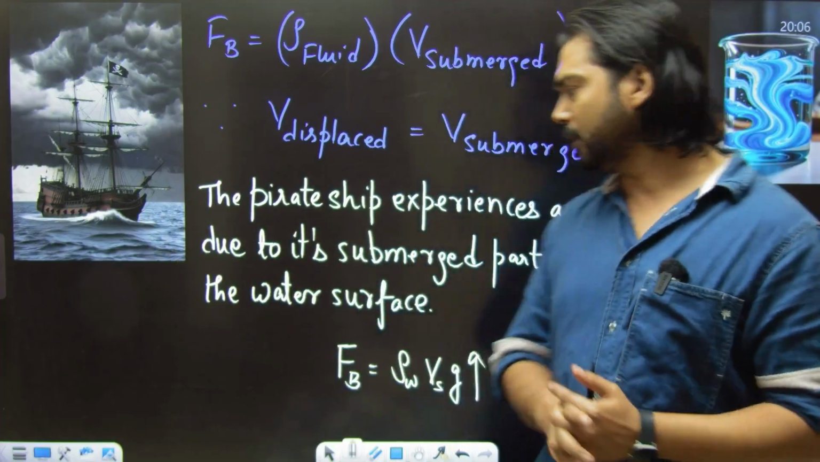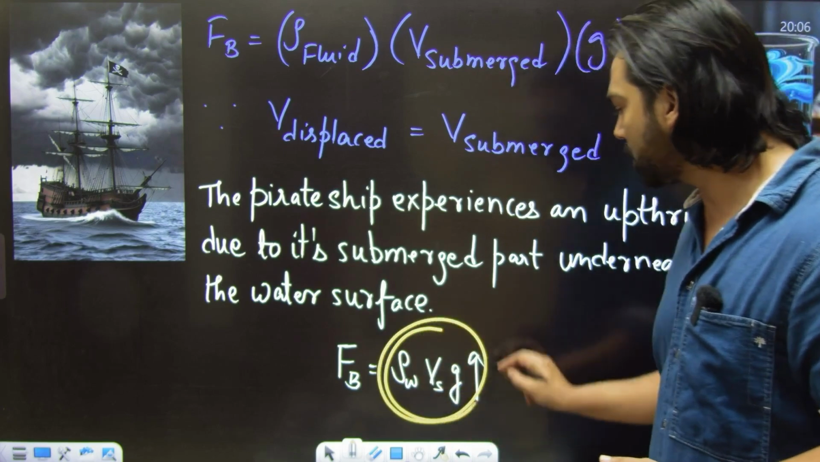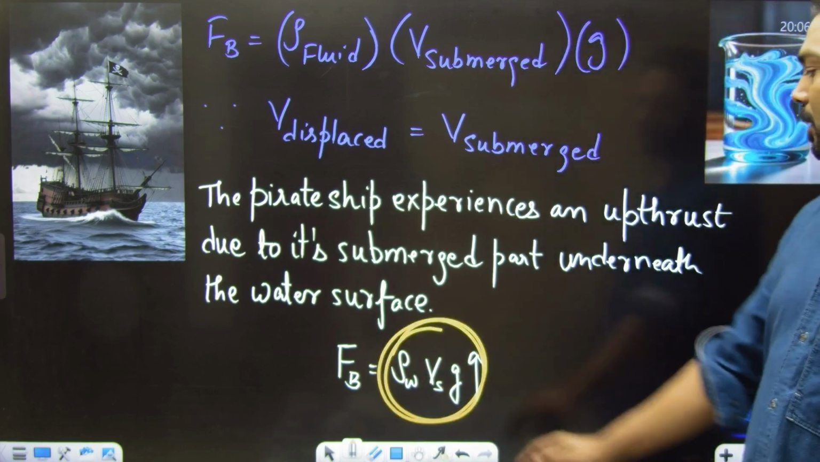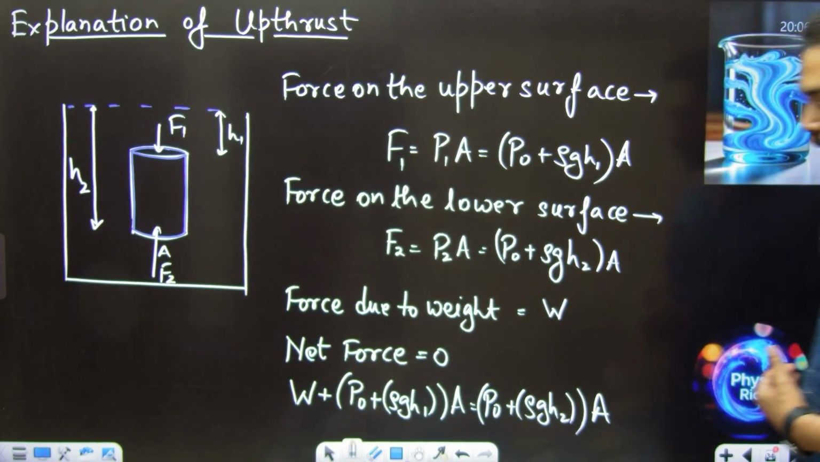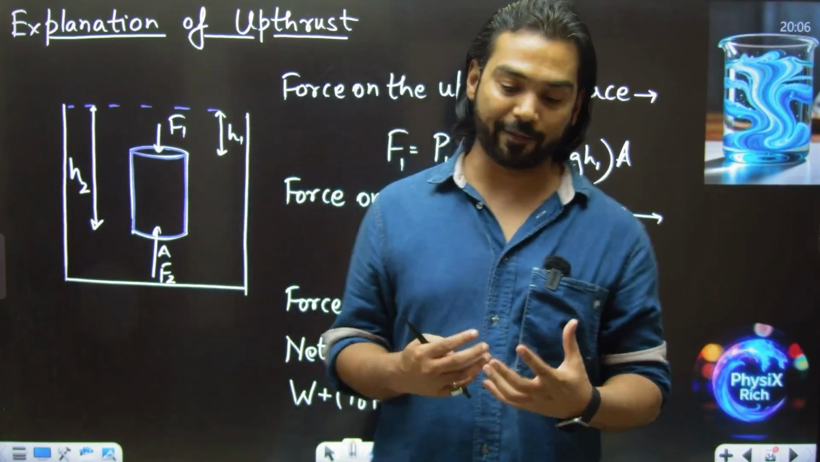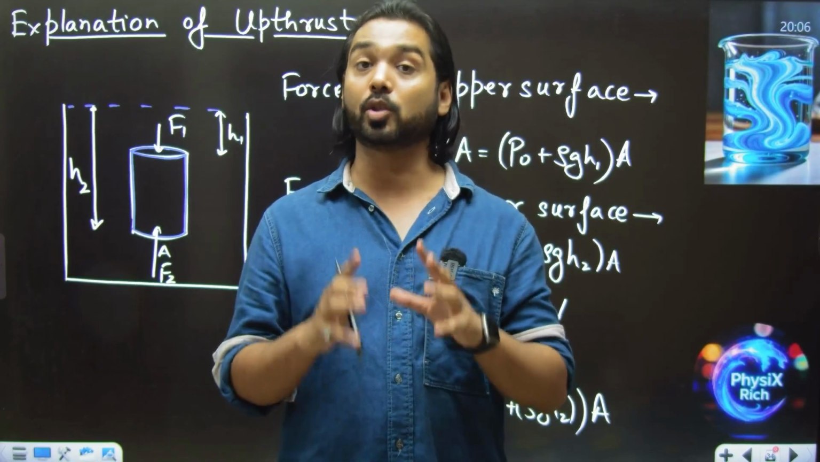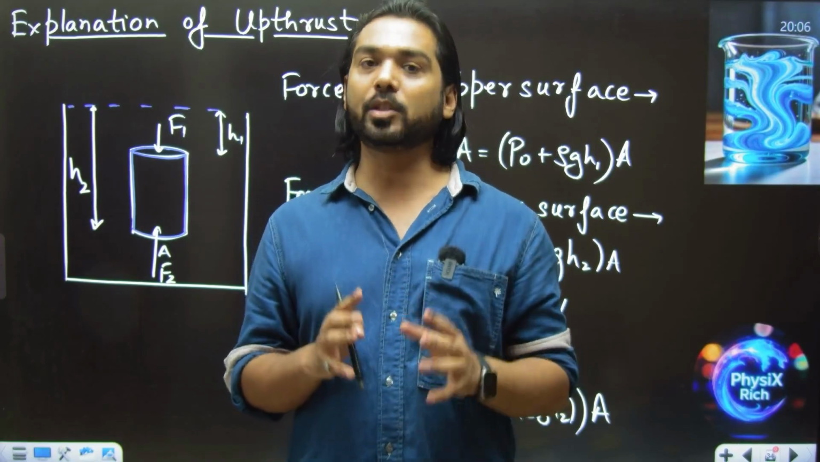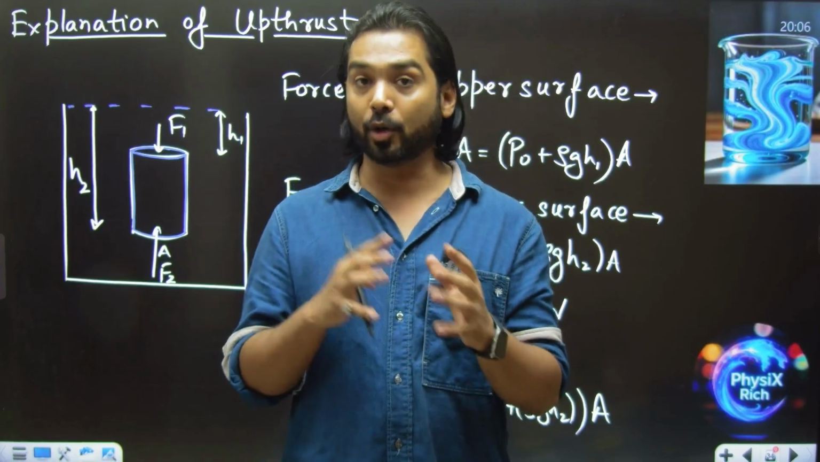Okay, and how much is that buoyant force? It is whatever the submerged volume of the ship is times the density of water times gravity. Okay. Now, this upthrust or buoyant force is again due to molecular collisions only. Fluids do not apply any force other than due to molecular collisions.